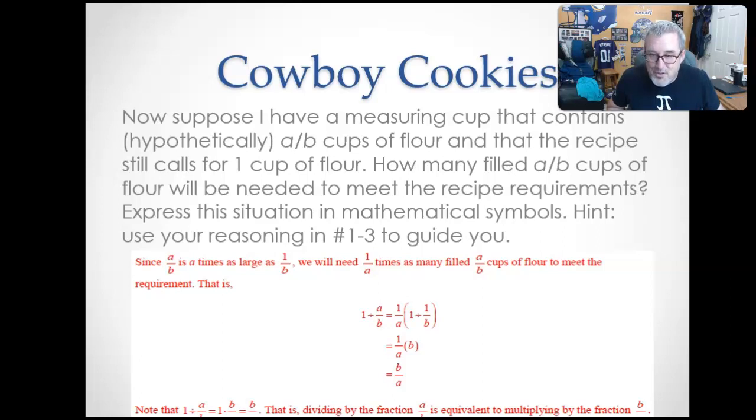Now look how this flows out. So 1 divided by A over B is this. You start with 1 divided by 1 over B, and you would say, well, I would need B of them to make a full cup. But with A over B, I'm going to need 1 over A as many, and 1 over A times B is B over A. So look what happens here. 1 divided by A over B becomes B over A.